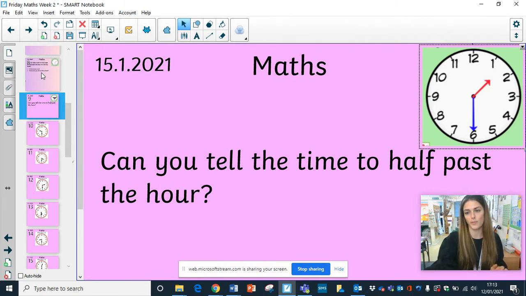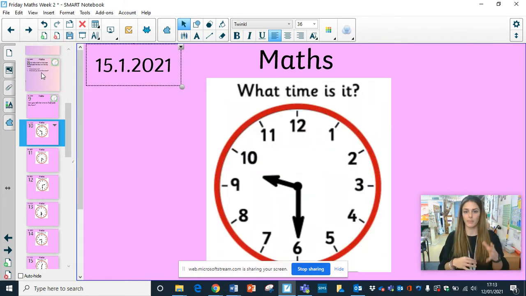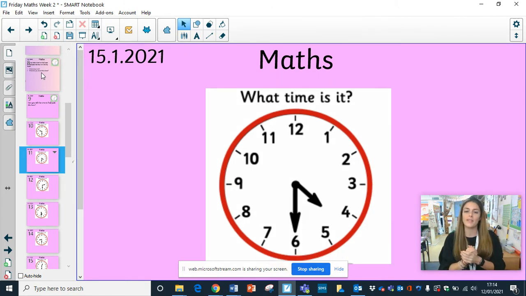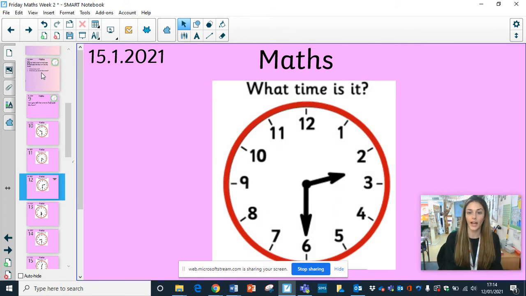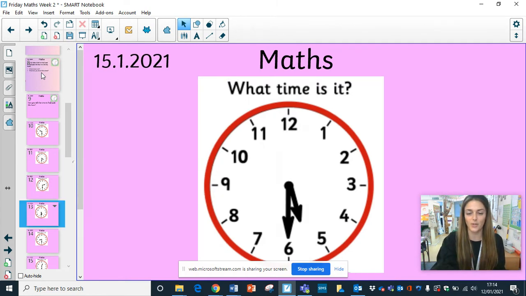Can you tell the time to half past the hour? Recapping from yesterday's learning, what time is this? What time is it? Okay, so it's 9:30. Well done if you got that correct. What time is this? Again, pause if you need time to think. So this is 4:30. And again, well done if you got that correct. 2:30. Again, thumbs up if you got that one correct. It's quite tricky telling half past the hour.